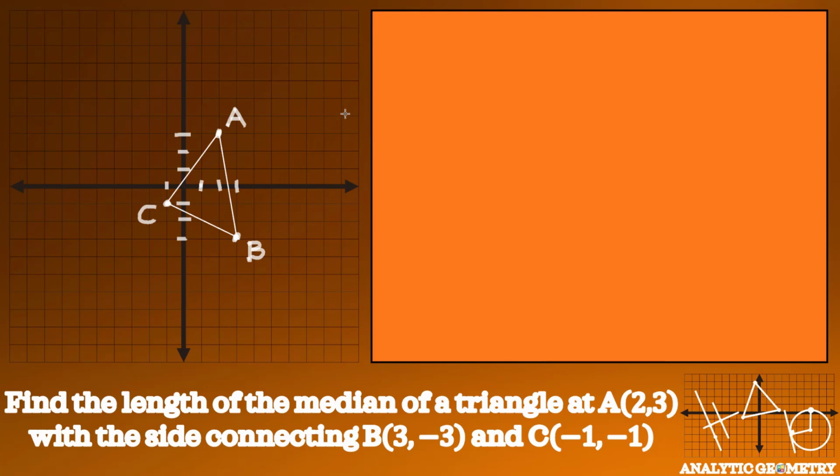Now what is the median? There are 3 medians in a given triangle. The median is a line segment drawn connecting a certain vertex and the midpoint of the opposite side. So we are talking about the median of the triangle at A. This means we are going to draw a segment connecting vertex A and a certain midpoint of the opposite side BC. Again, it's not perpendicular, it's the midpoint.